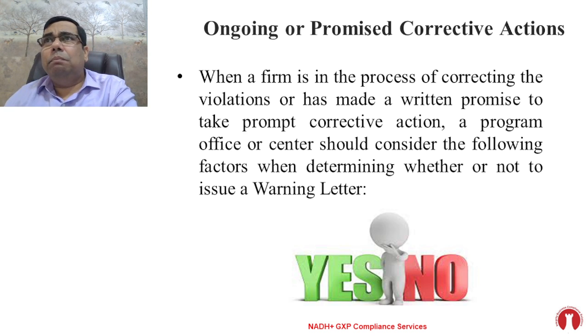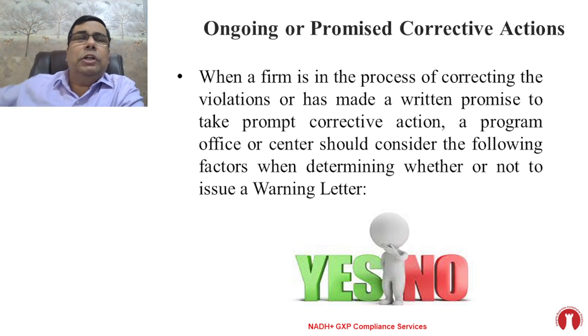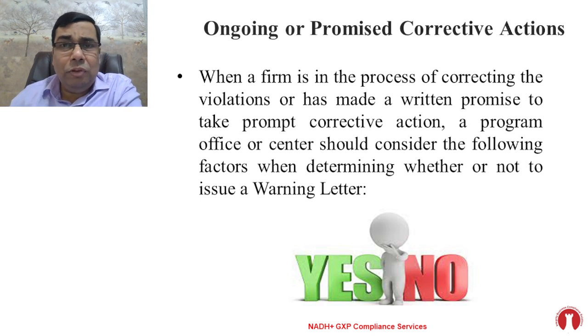It may take some period, maybe 30 days, 45 days, maybe 1 month, 2 months. In that case, you have to commit clearly that you will not manufacture the product unless and until you implement the corrective action. Clear cut, you should commit, you should make the promise.